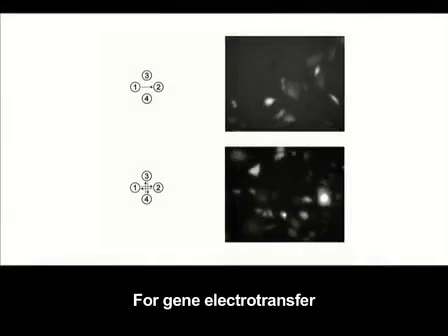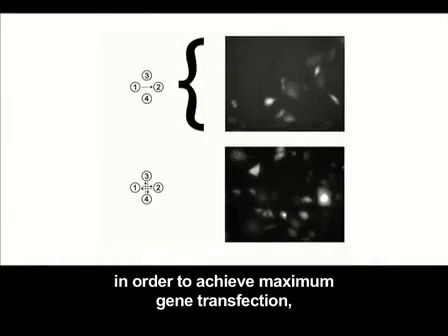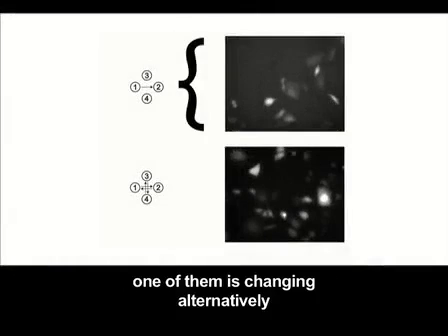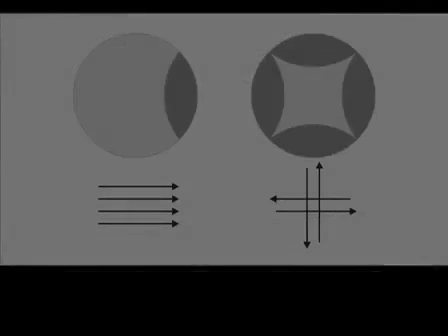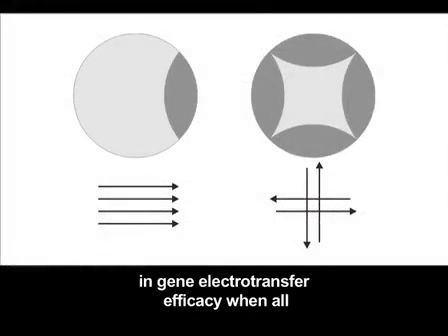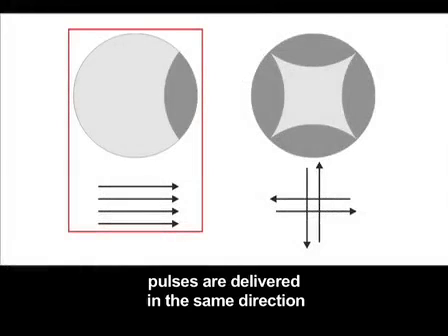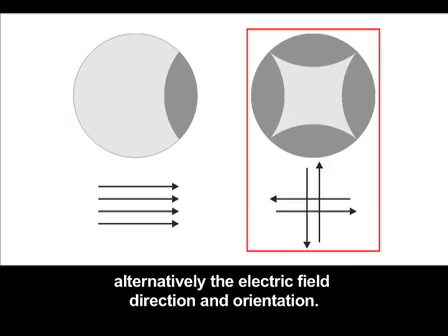For gene electrotransfer, different electric pulse protocols are used in order to achieve maximum gene transfection. One of them is changing the electric field orientation during the pulse delivery. In this video, we demonstrate the difference in gene electrotransfer efficiency when all pulses are delivered in the same direction, and when pulses are delivered by changing electric field orientation.